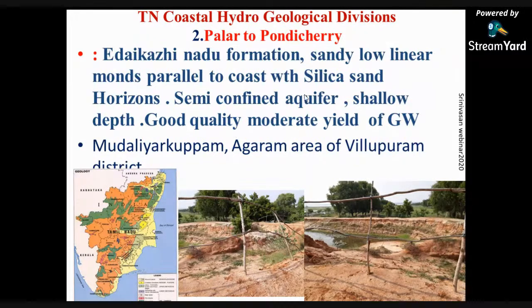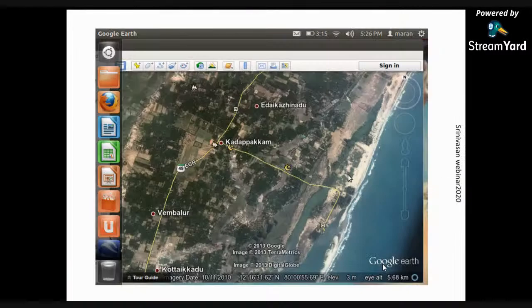So parallel to the coast, you have good quality groundwater in Mudaliyar Kuppam, Agaram, and in the Idaikazhinadu formation in the Marakanam area, north and south of Marakanam, you get good groundwater potential along the coast. This is apart from the dunal sand. A little bit inland, where the ECR road is going, you will pass through this glass sand zone. It is being quarried also. A mound is there, with dense vegetation. It has got good groundwater potential.